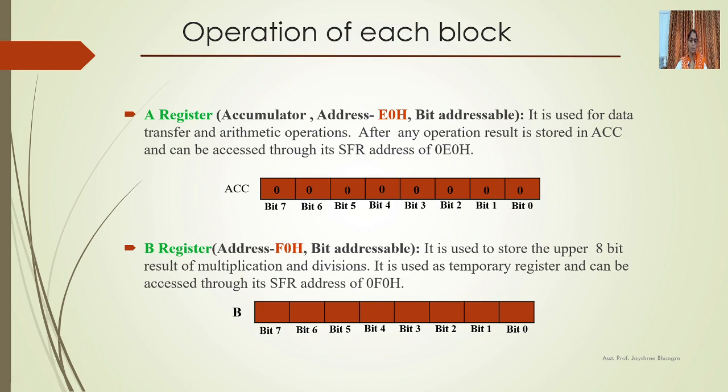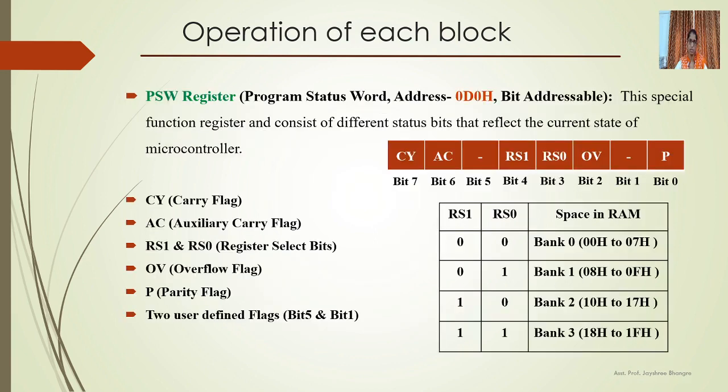Next is the B register. This is a general purpose register. This is also an 8-bit wide register and bit addressable, whose address is F0H. Mainly, it is used with the accumulator in the multiplication and division instructions. It is used as a temporary register and can be accessed through its SFR address, that is F0H. Upon reset, its value is 00H.